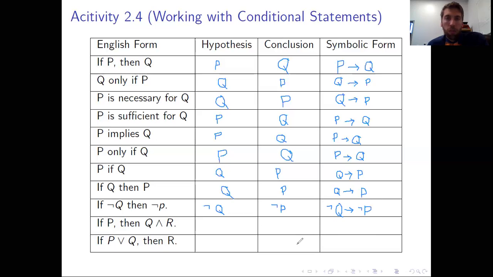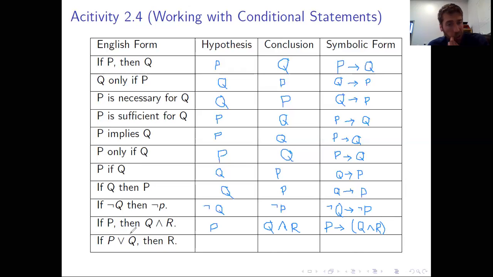Let's move this. And then here, if P, then Q and R. So hypothesis is P. Conclusion is Q and R. So P implies Q and R.